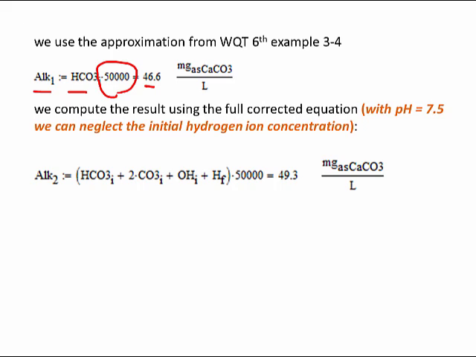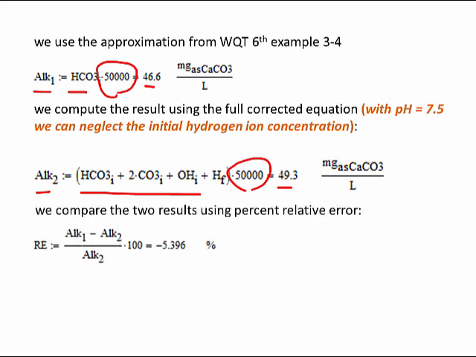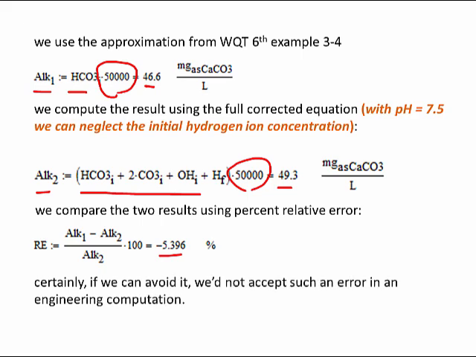Then we compute the result using the full corrected equation. With pH 7.5, we can neglect the initial hydrogen ion concentration. Again, now we have our second estimate of the alkalinity using the full equation. Again, our conversion factor. Now we calculate an alkalinity of 49.3 milligrams per liter as calcium carbonate. So we compare the two results using the percent relative error, and we find that that error is about 5.4%. Certainly, if we can avoid it, we'd not accept such an error in any of our engineering computations.